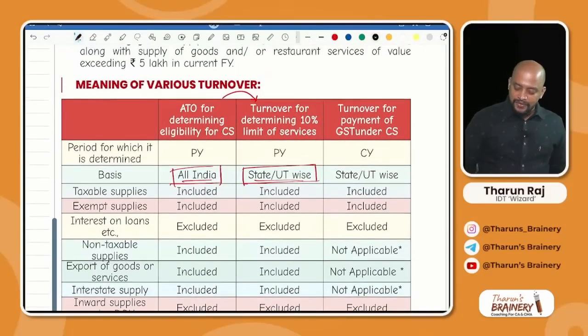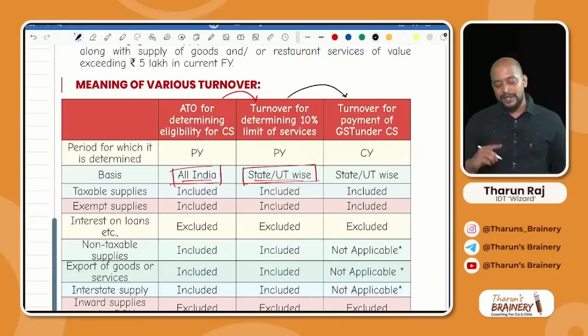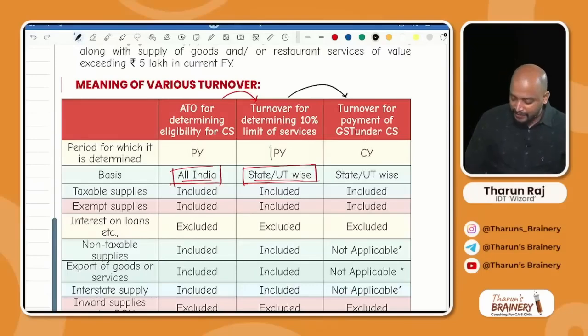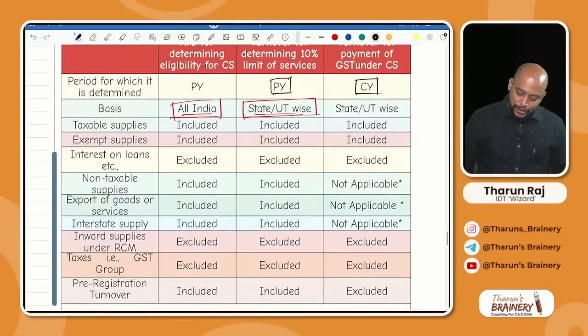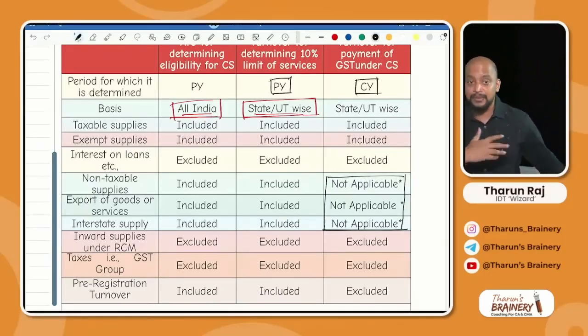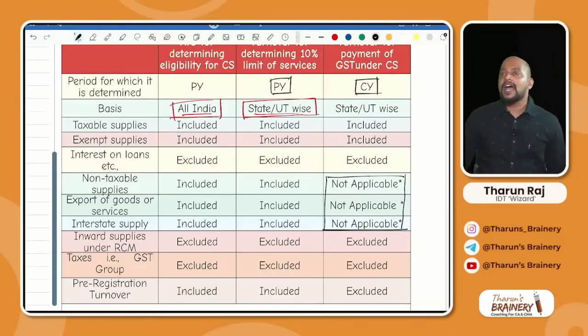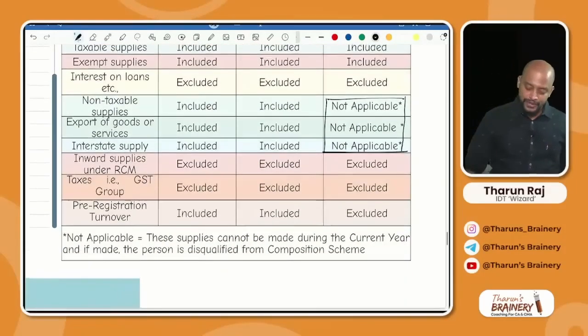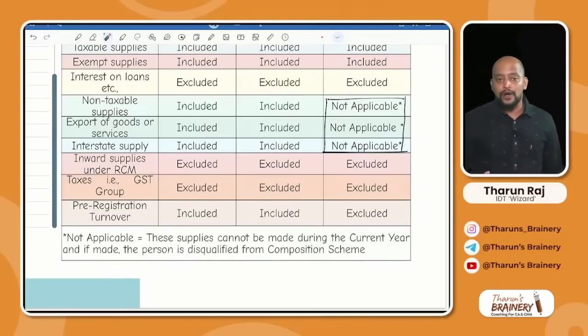Then what is the difference between turnover for computing 10% limit versus turnover for payment of GST under composition scheme? For turnover for determining 10% limit we need to take previous year turnover, but here we need to see current year turnover. And you should not have non-taxable supplies or zero rated supplies or interstate supplies. Previous year you can have non-taxable, current year you should not. Previous year you can have zero rated or interstate, current year you should not have. If you are having, then definitely you are disqualified from the composition scheme. So not applicable means what? These supplies cannot be made during the current year, and if made, the person is disqualified from the composition scheme.